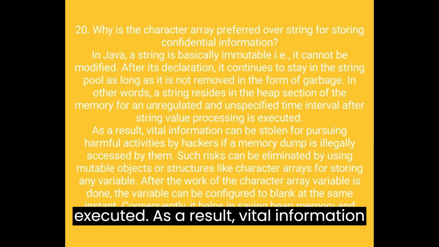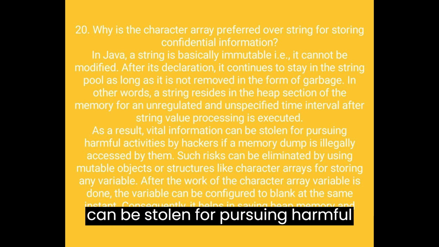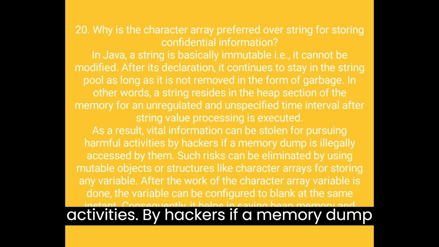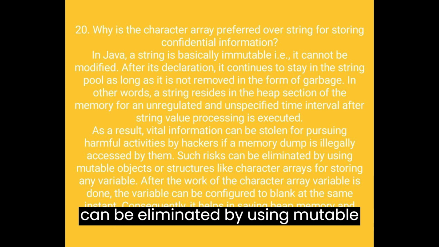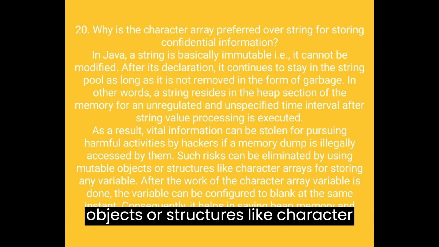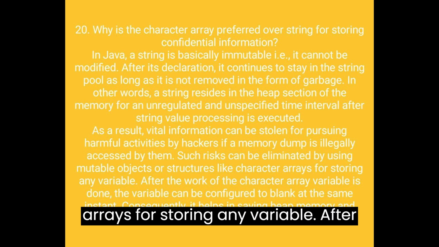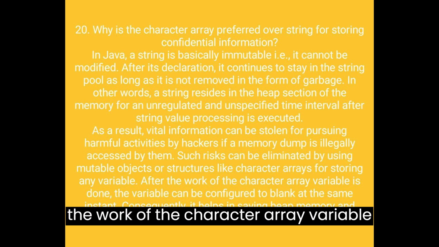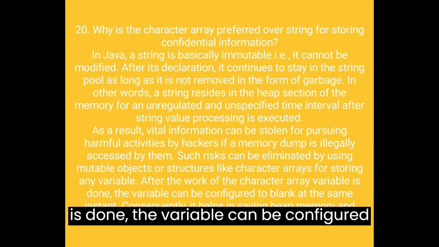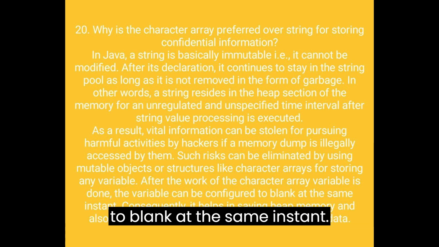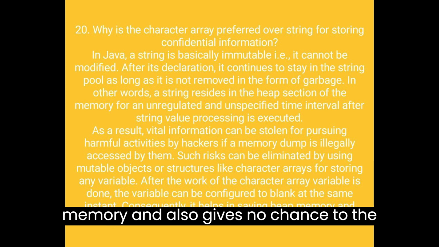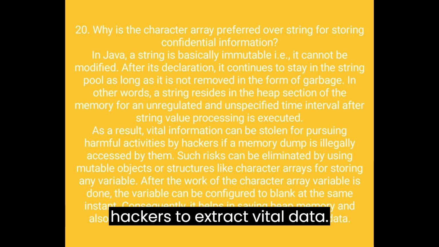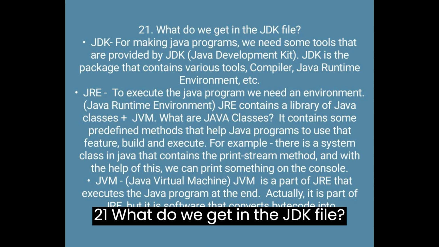As a result, vital information can be stolen by hackers for harmful activities if a memory dump is illegally accessed by them. Such risks can be eliminated by using mutable objects or structures like character arrays for storing any variable. After the work of the character array variable is done, the variable can be set to blank at the same instant. Consequently, it helps in saving heap memory and also gives no chance to the hackers to extract vital data.